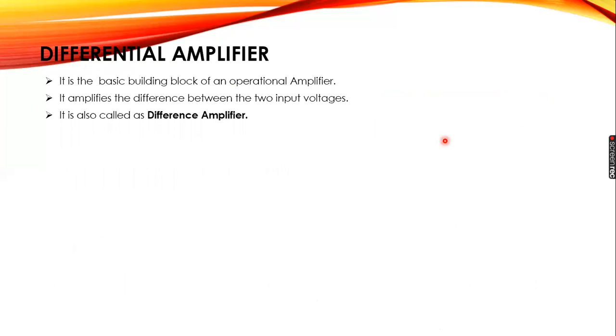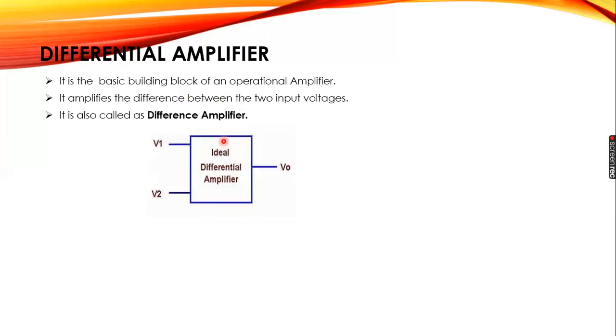So as we know that integrated circuits, that is ICs, are available as operational amplifier. So if we consider operational amplifier, that is IC741, differential amplifier is a basic building block of this operational amplifier. This differential amplifier amplifies difference between two input voltages. As this amplifies difference between two input voltages, it is also called as difference amplifier.